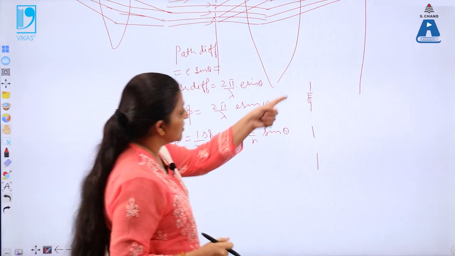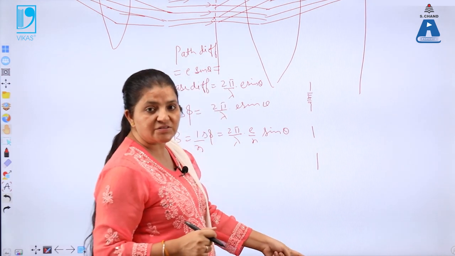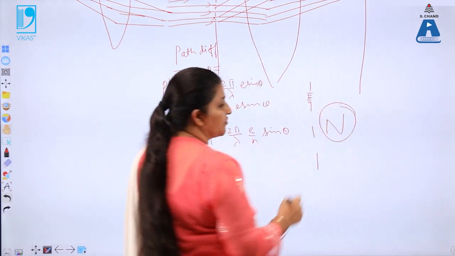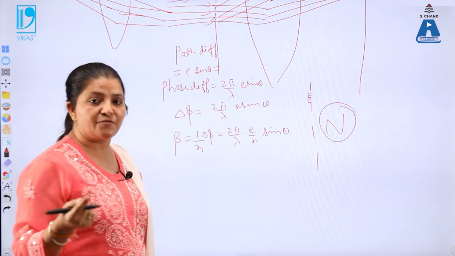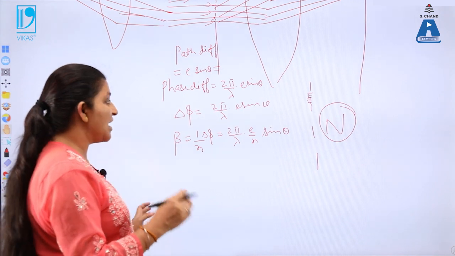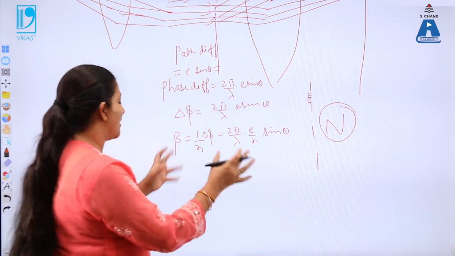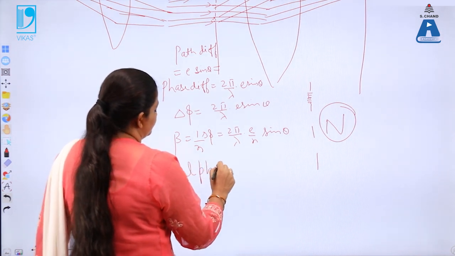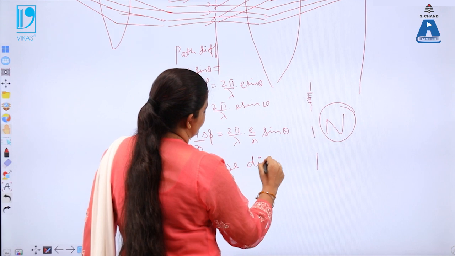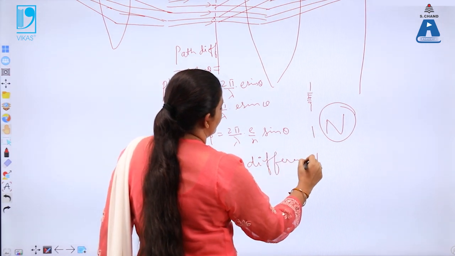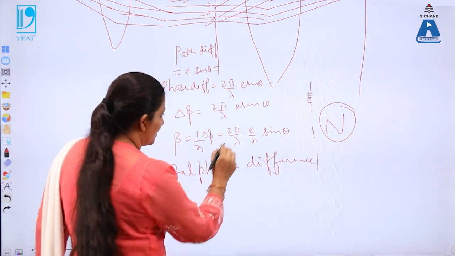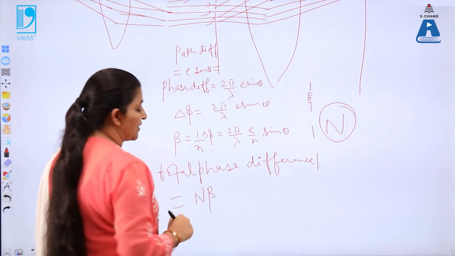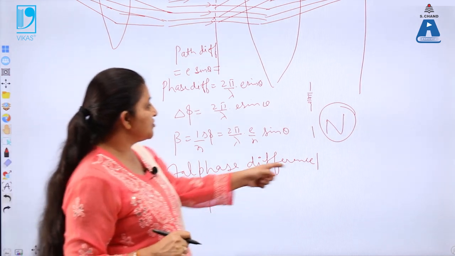Now there are 1800 slits present over here. Let us suppose that the number of slits present over here is capital N. Then the total phase difference can be calculated by adding up the phases of all the slits. So the total phase difference will be equal to capital N into beta. That will be the phase difference by the large number of slits.